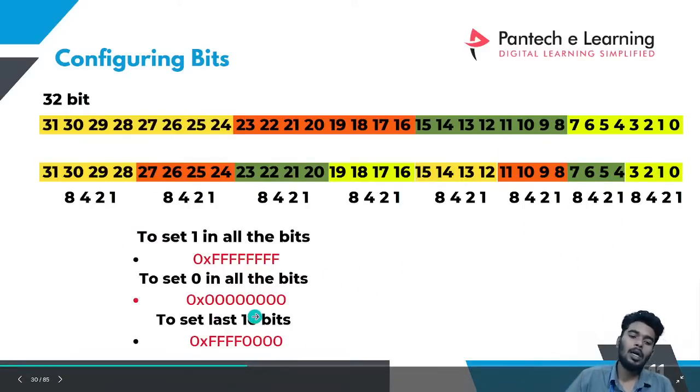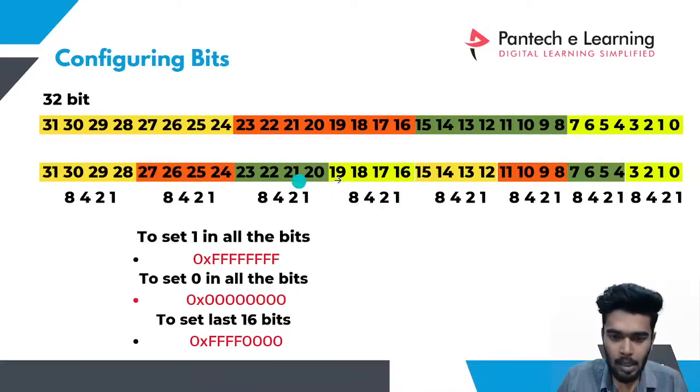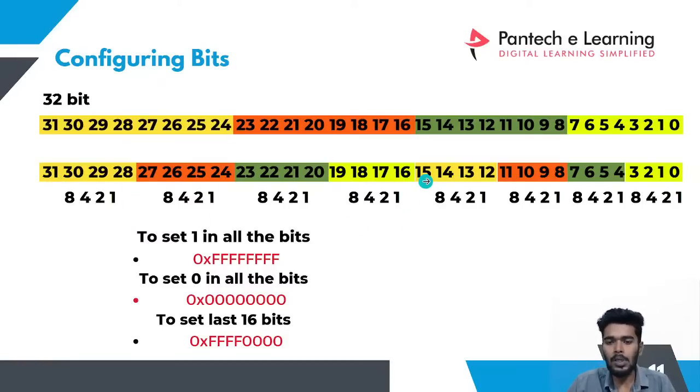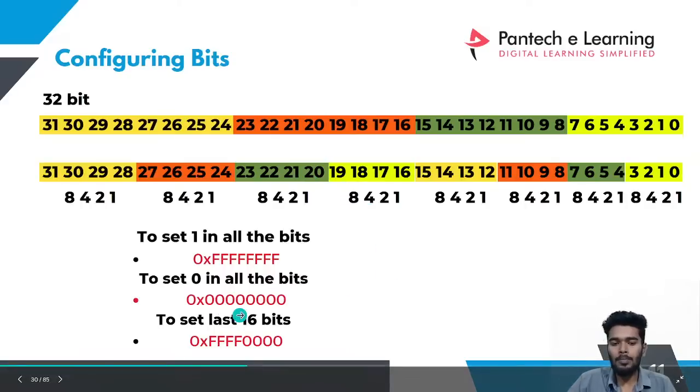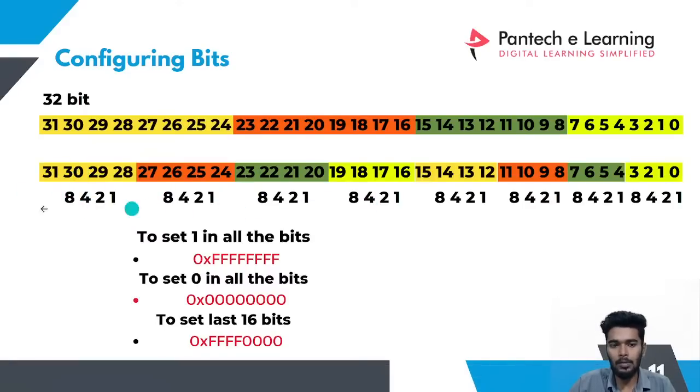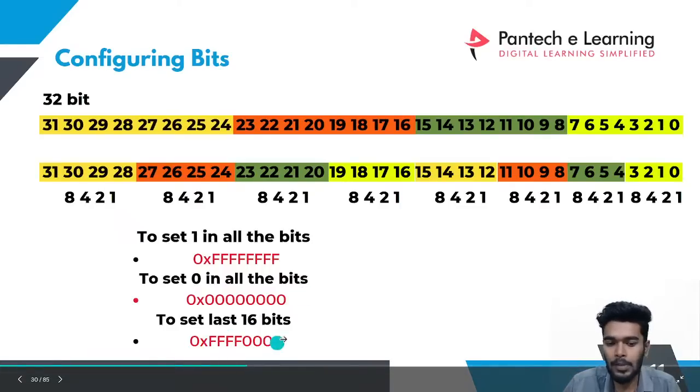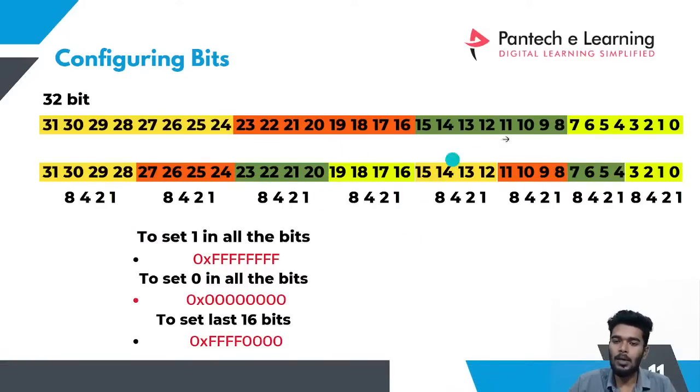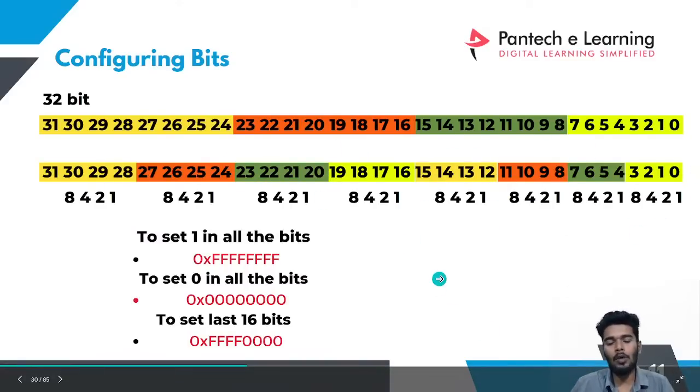If we consider that I have to set only the last 16 bits, from 16 to 31, and I don't want to set 0 to 15, I want 0 to 15 as logic 0 and 16 to 31 as logic 1. For that, each digit represents a column, so for the last 16 bits we give 4 F's, which is the sum of these values for these 4 columns, followed by 4 zeros. This sets logic 1 in the last 16 bits and logic 0 in the first 16 bits. This is how we configure the bits.